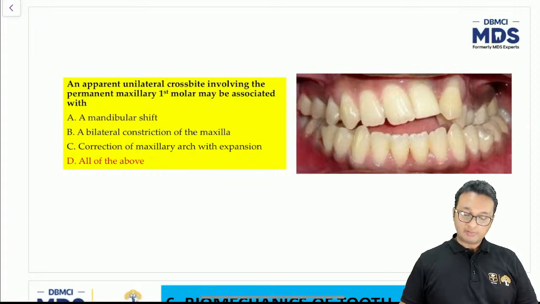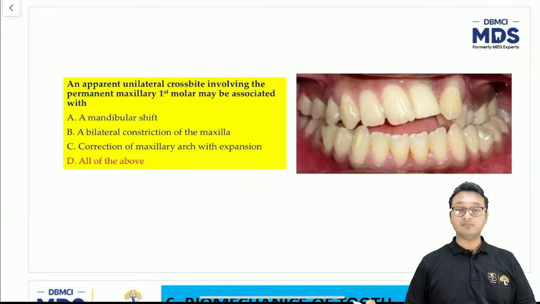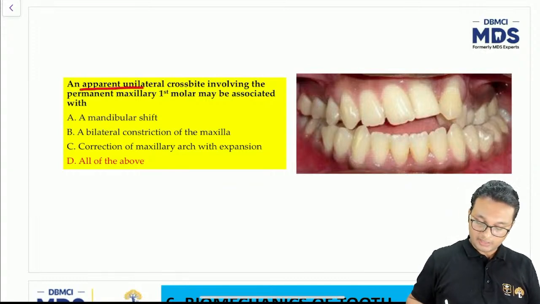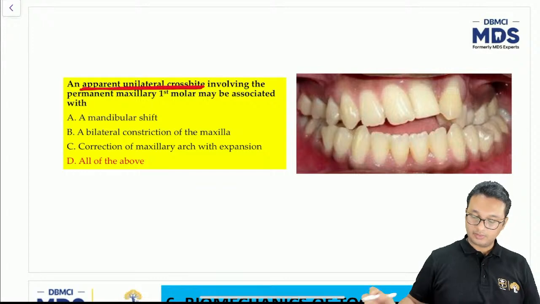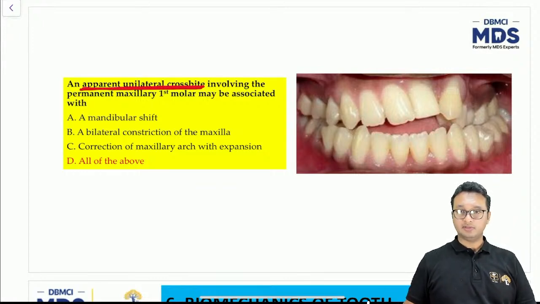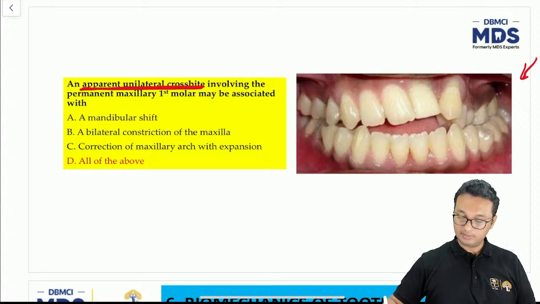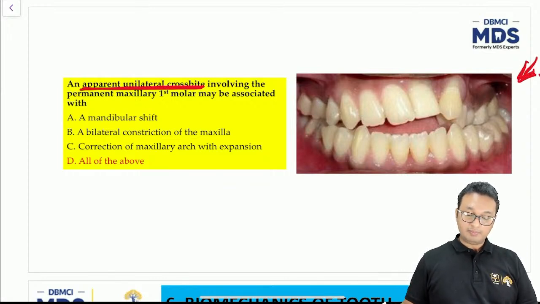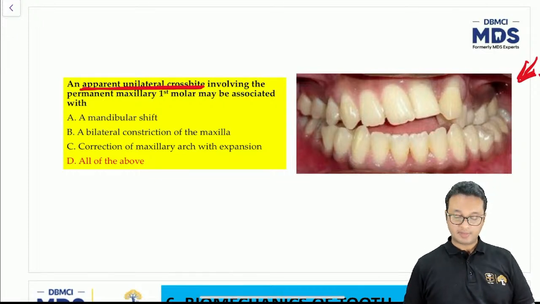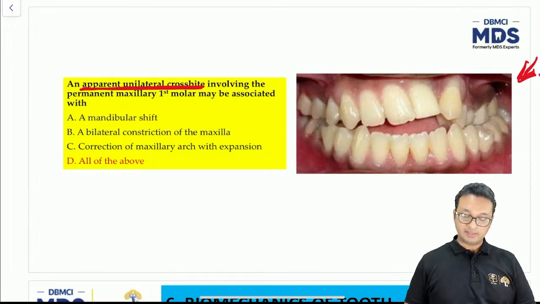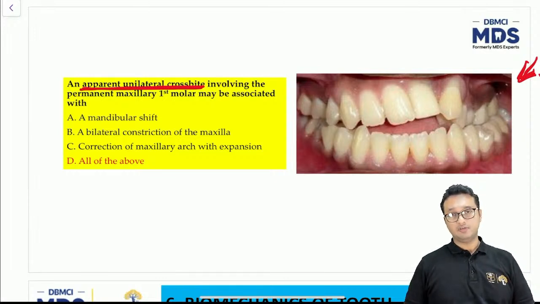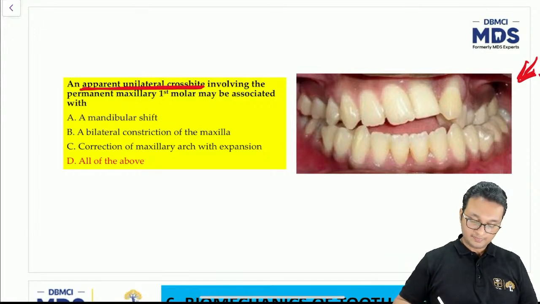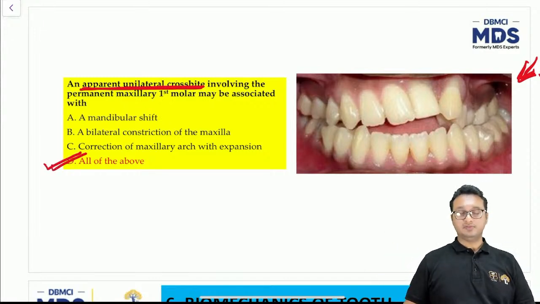An apparent unilateral crossbite involving the permanent maxillary first molar may be associated with. Now, an apparent unilateral crossbite. You can see in the particular figure, this patient has a unilateral crossbite on the left side, on the patient's left side. Involving the permanent maxillary first molar may be associated with a mandibular shift, a bilateral constriction of the maxilla, or correction of the maxillary arch with expansion, or all of the above. So pretty simple. Correct answer will be all of the above.